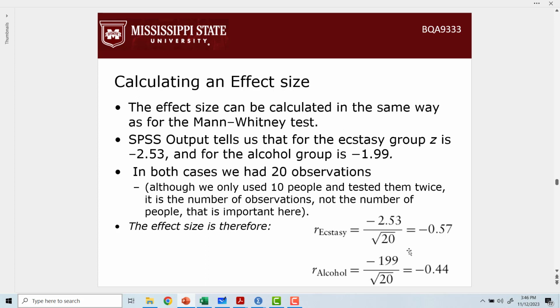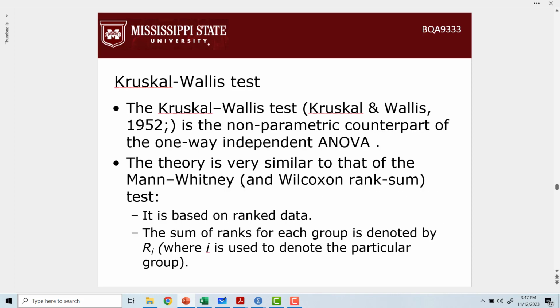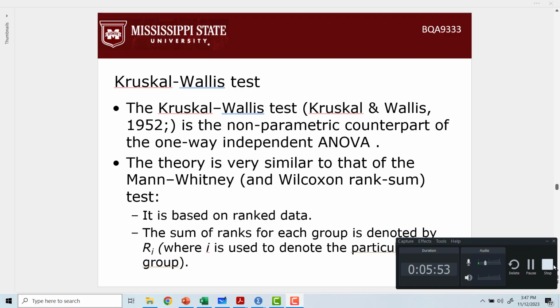For a paired test, I always tell you the number of observations is the number of items. But here, it's just a peculiarity that when SPSS calculates its z statistic, it assumes that we have 20 observations. So again, we can calculate the effect size from the z statistic. Okay, so that's it, and then we'll move on to the next.